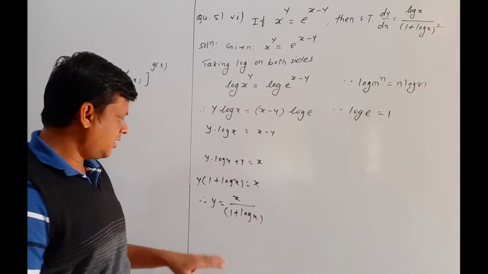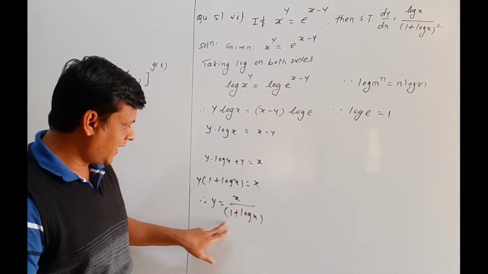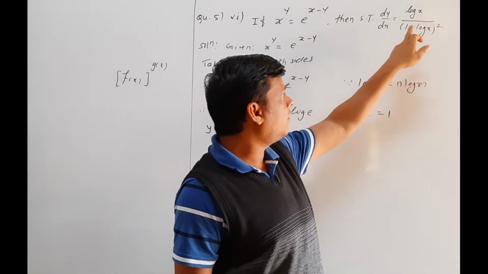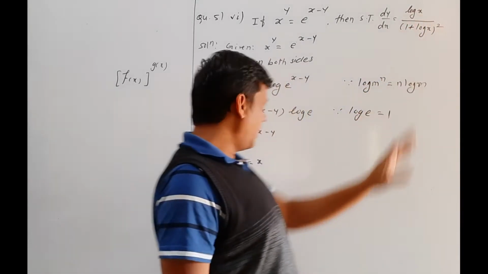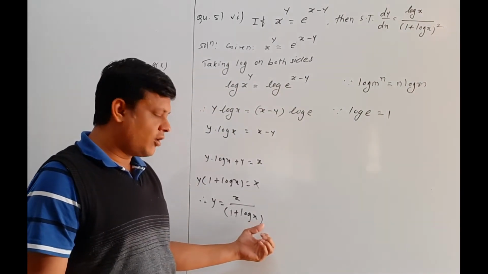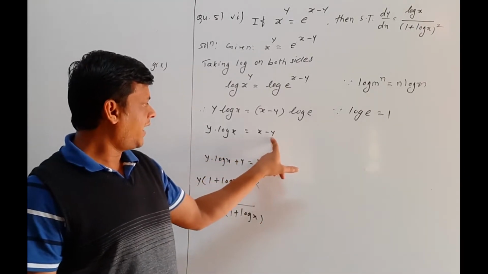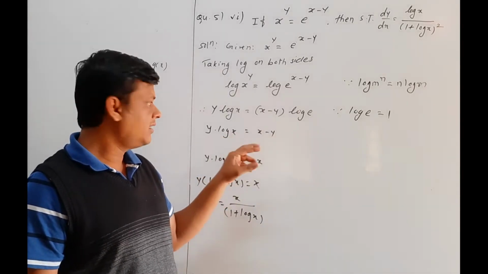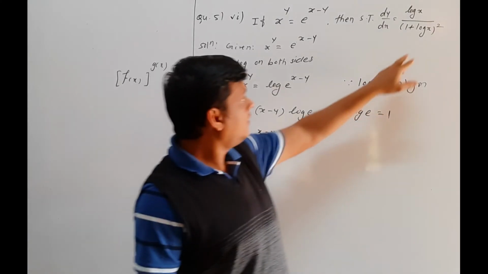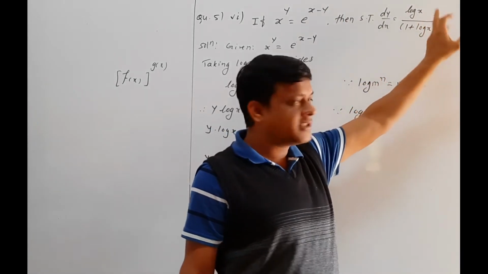Why do we convert this into the form x upon 1 plus log x? We use the quotient rule here, and if we observe the right hand side, in the denominator we require 1 plus log x, its bracket square. That means when we apply the quotient rule, we get in the denominator 1 plus log x, its bracket square. So for that we do not directly use the product rule for the left hand side and the subtraction rule for the right hand side. We first see which value we require. So we require in the denominator 1 plus log x, its bracket square.